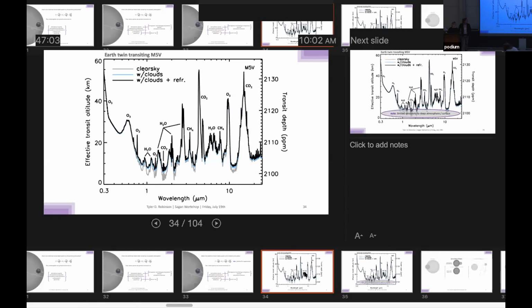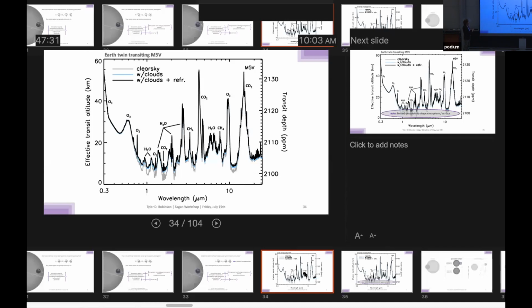This plot in particular. If this was actually simulated around a G2 star, where would refraction cut you off? If you were to put this around a sun-like star, a couple things would change. The overall transit depth scale here would change. And the other thing that would happen is refraction becomes much more important for that observation.